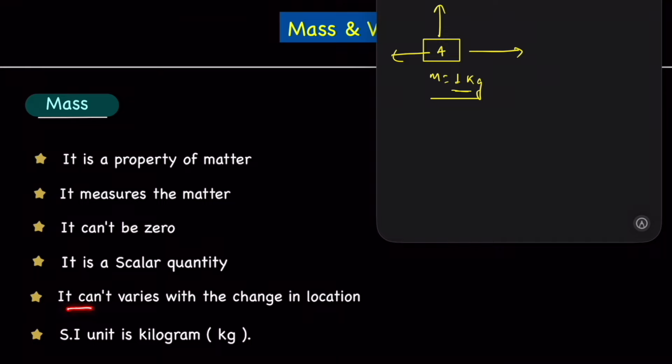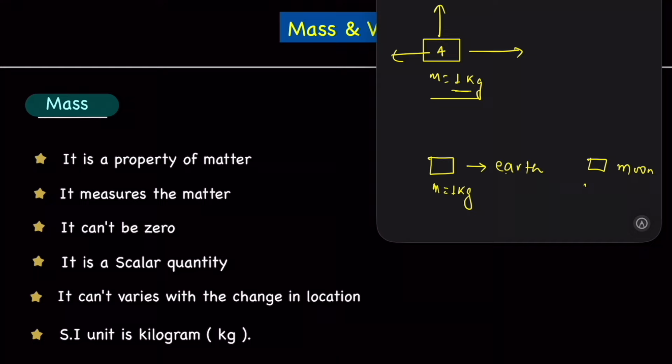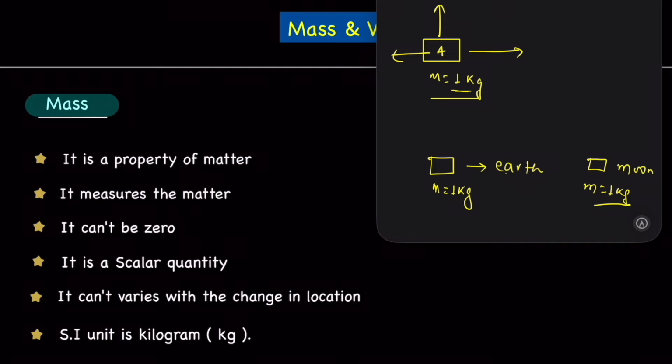Next is it can't vary with a change in location. Mass is a property of matter. If a body has a mass of 1 kg and it is present on the earth, the same body, if it is present on the moon, its mass remains the same. Mass doesn't depend upon the location or position. It is always constant. Whether it is on the first floor of the house or on the 10th floor of the house, both have the same mass.